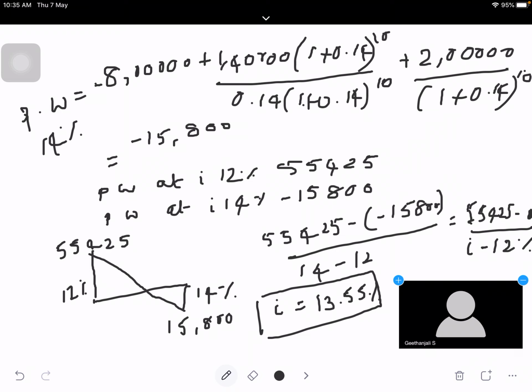So this is the value to be considered as the present worth rate of return, where the i value has to be taken as 13.55. This is how a problem needs to be solved when we have to calculate the equipment cost with the salvage value, and when there is a return, it is taken as a plus value.